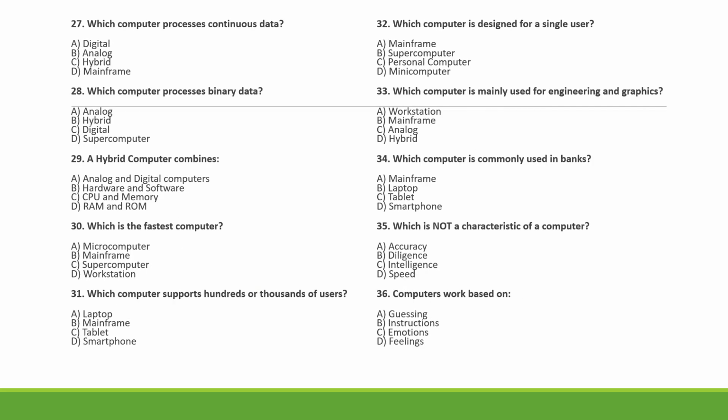And next one is, which computer processes continuous data? To implement the continuous data, we are having the analog computer. Option B is the correct answer. Here it is an analog computer. Which computer processes binary data? That is a digital computer. Here option C is the correct answer.